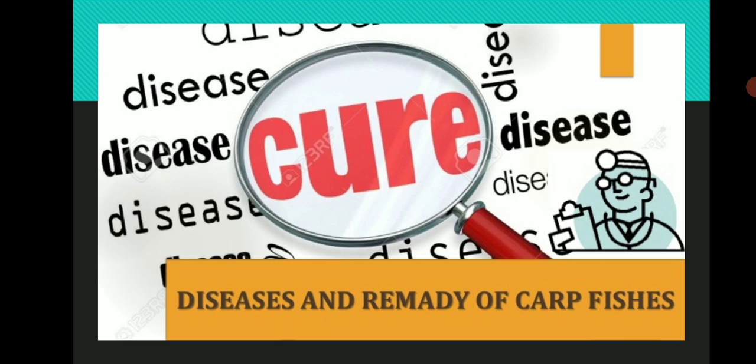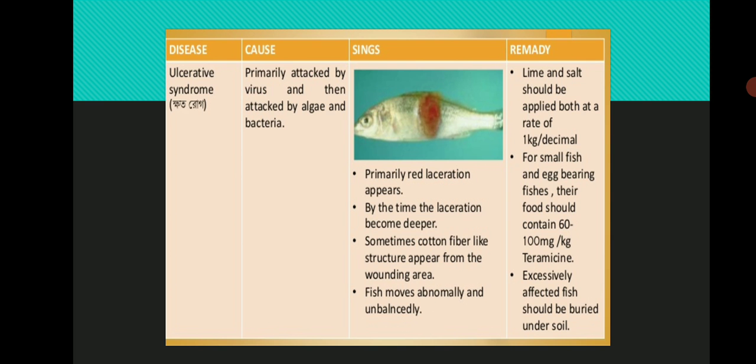Cure. Disease remedy for crab fishes. Here the disease cause, signs and remedy are shown. Ulcerative syndrome: it is primarily an attack of a virus, and then an attack by algae and bacteria. Here the affected fish is shown.